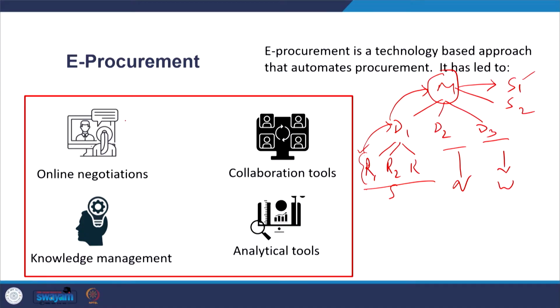Now, e-procurement has led to four important things. One, it has led to online negotiations. Earlier, you used to go to the supplier's place and negotiate, trying to reduce the price or negotiate about the quality of the material. But nowadays you do not have to move anywhere. You just sit at your place and negotiate with the supplier online.